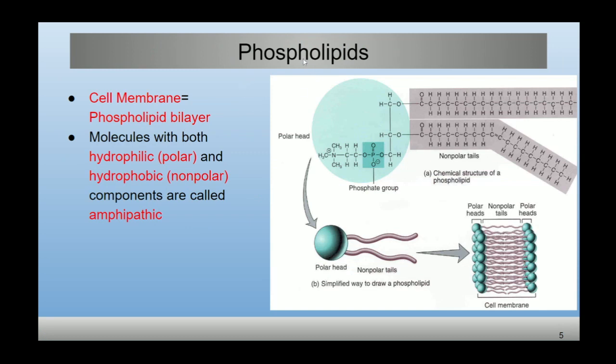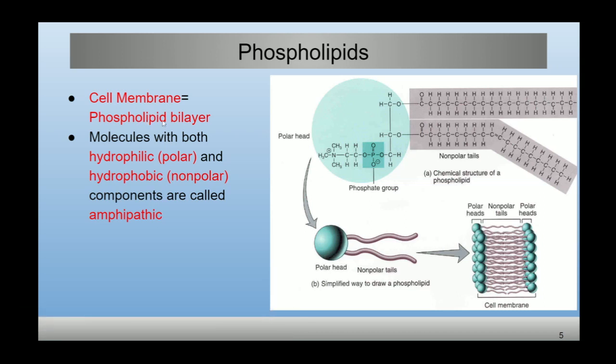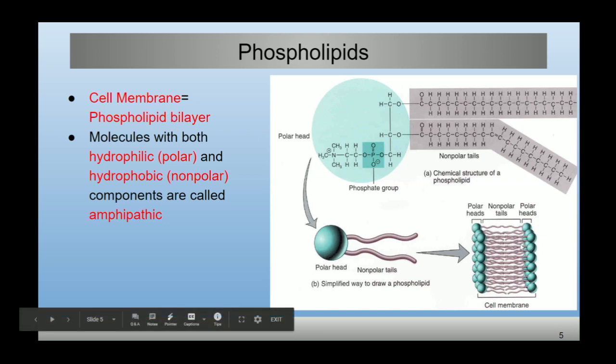Phospholipids. Now, phospholipids, as we've started to discuss on the first slide, are specialized types of fat molecules or lipid molecules. They are the ones that construct the cell membrane. Another name for a cell membrane is a phospholipid bilayer. There is bi, again, a prefix meaning two. So there are two layers of phospholipids, right?